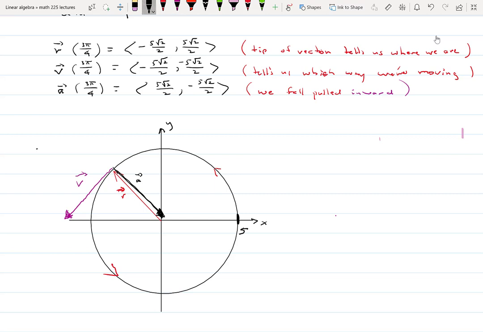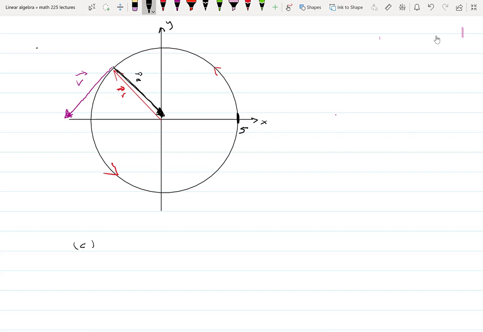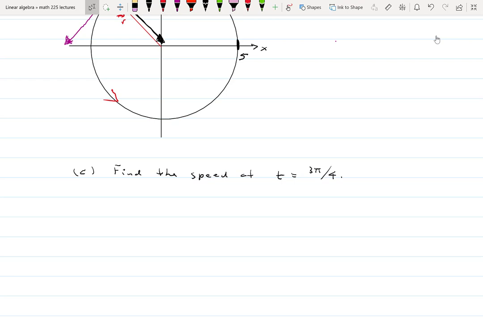Okay, so let's do one more thing before we move on. Find the speed at t equals 3 pi over 4 seconds. We can think about the speed in feet per second or whatever. So the rate of change of my position along the curve, ds/dt, is going to be equal to the magnitude of my velocity vector.